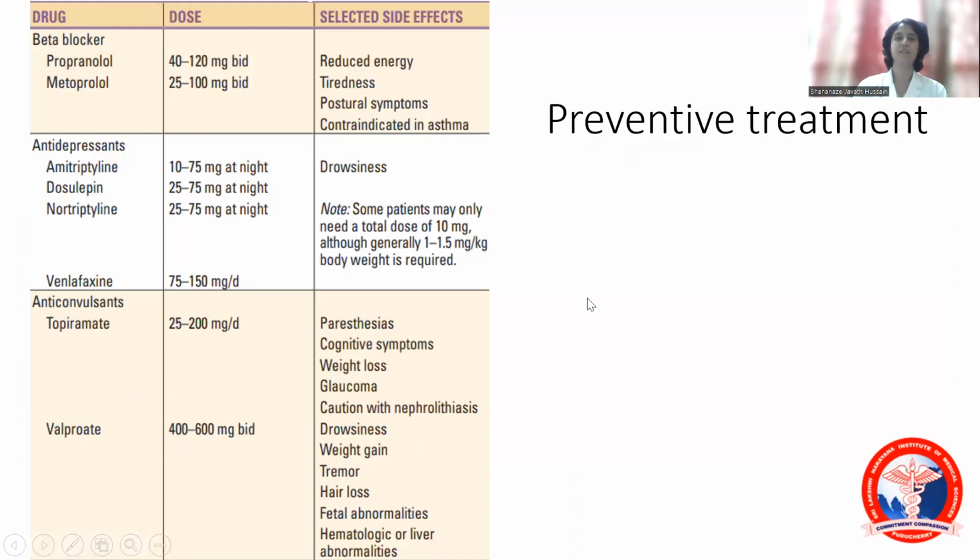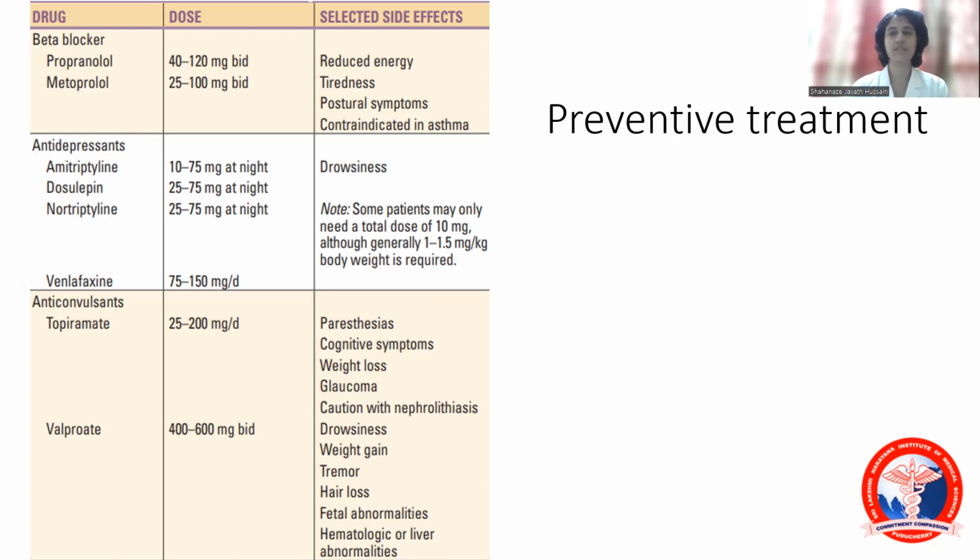So coming to preventive treatment. When patients have migraine for more than 8 days per month, or on more than 15 days per month, they are known as chronic migraineurs. And as migraine is quite disabling, some amount of preventive treatment has to be administered to this group of patients so that they can continue their daily living activity.